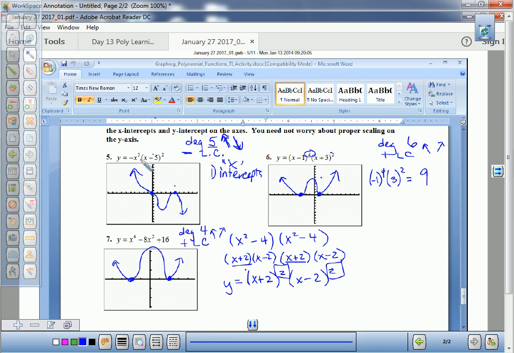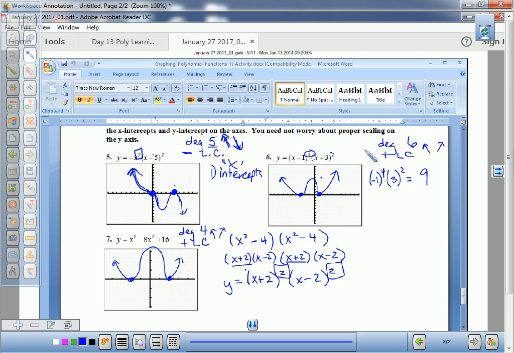We have x-intercepts at 0 and at 5. So that's where we start, 0 and 5. At the 0, it's raised to an odd power greater than 1. So not only is it going to pass through this point, but it's going to pass through with the inflection. Remember, the concavity of the graph changes at that inflection point. And then it's going to bounce here at 5.